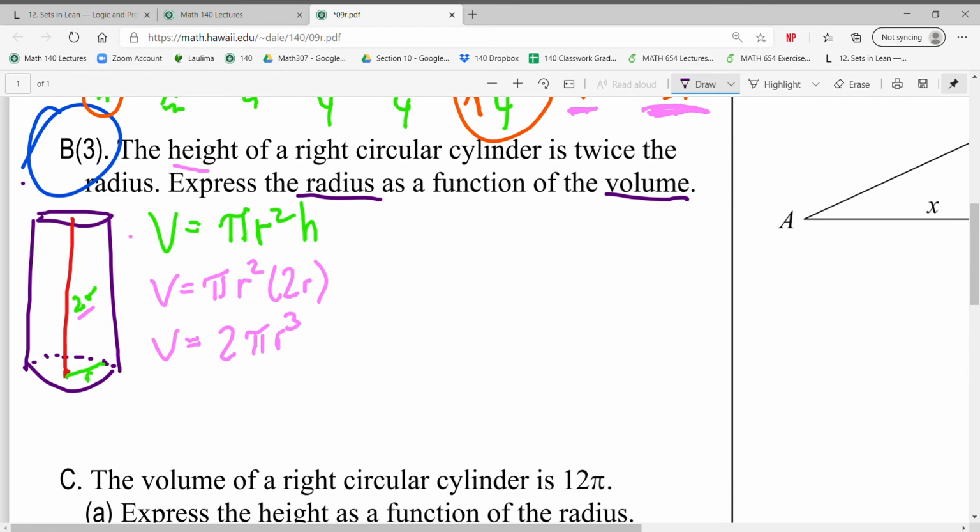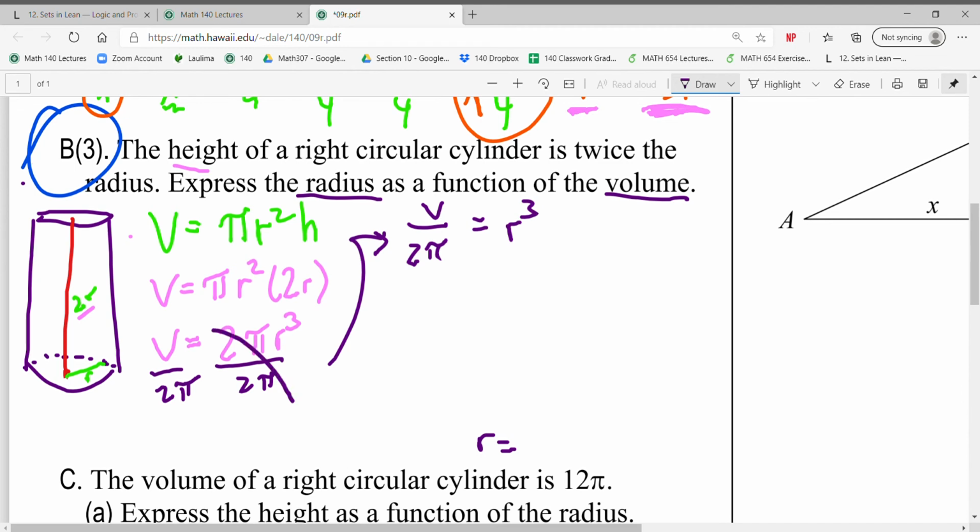Right now, I have the volume as a function of the radius. So what that basically means is that I want to get r equal to something. In other words, I want to get r all by itself. So let's just solve for r. Is r by itself yet? Nope. So the first thing I'm going to do is divide by 2 pi. I'm going to write it up here so that I get V over 2 pi is equal to r cubed, because that cancels out.